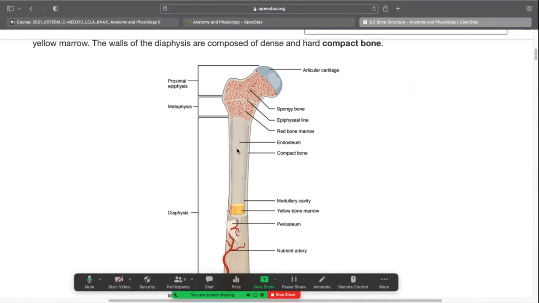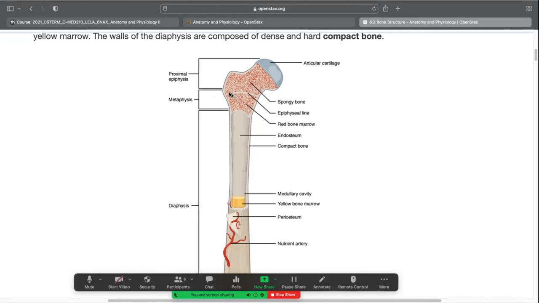If you look at the different kinds of bones, you have compact bone, which is this stuff, and you have spongy bone. We saw an example of spongy bone earlier that had the red marrow and the yellow marrow inside of it. And here is a spongy bone, red marrow. Now on the metaphysis, you have this little line. When you're a kid, it's called an epiphyseal plate. When you're an adult, it's called an epiphyseal line. The line solidifies when you stop growing. But when you were a kid, this area right here in your metaphysis, the epiphyseal plate, is the place where you grow from.